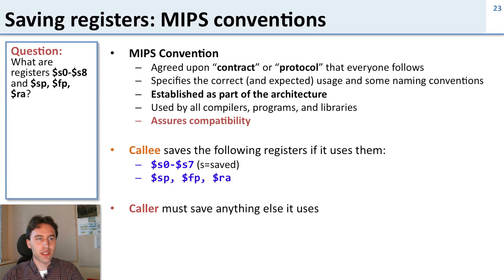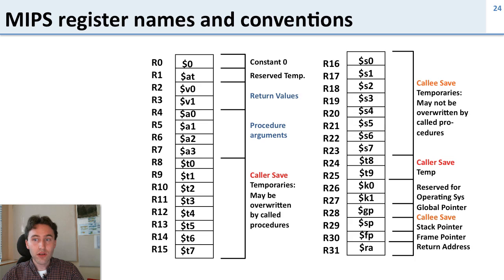What are these registers, S0 through S8, SP, FP, and RA? Well, they're just standard names for a bunch of other registers. In particular, S0 through S8 are R16 through R23, and R29 through R31 are SP, FP, and RA. So we'll take a look at that in just a minute. So here are the conventions for registers and their names. You can see we have all 32 registers listed here, and they all have names. And we'll take a look at what they are.